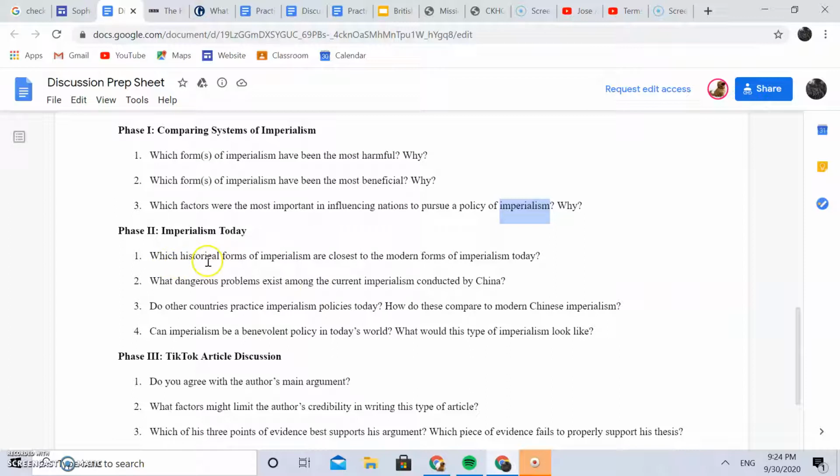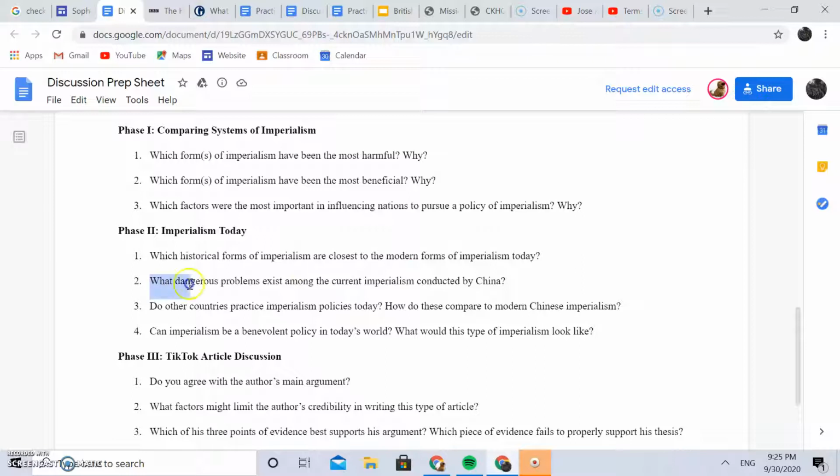Imperialism today: which historical forms of imperialism are the closest to the modern forms of imperialism today? So they can relate it to modern Chinese imperialism. This is also where I hope they have some prerequisite background knowledge on different forms of imperialism that are happening today. Like, America isn't painted in the greatest light for being an imperial power today. Obviously, we don't go over too much of American imperialism in this unit, but that's going to be a key component of Unit 2 for the freshman curriculum. So they might still remember or have some prerequisite knowledge of a different form of imperialism, American imperialism.